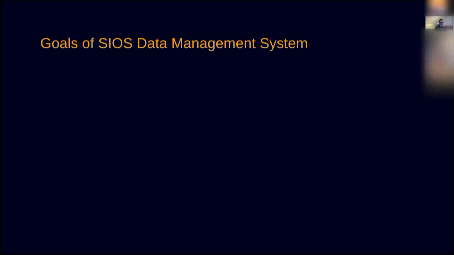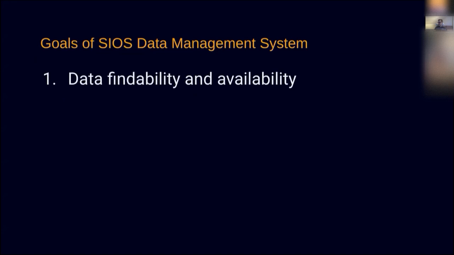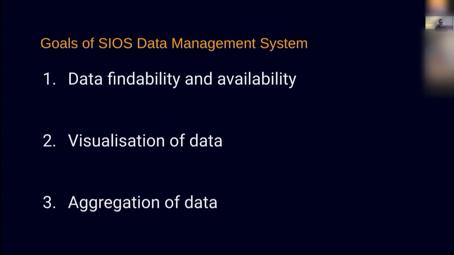These three targets align with the goals of the SciAS data management system. These are long-standing goals that we've had for a long time. The first is to provide data findability and availability, and we're getting quite good at this through our portal now. The second is visualization of data. I'm going to show you some examples of how we are providing this. And the final is aggregation of data, combining data sets together. We're not doing this yet, but I will discuss this a little bit towards the end.